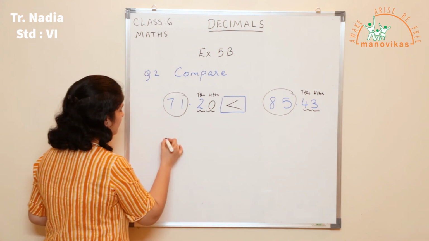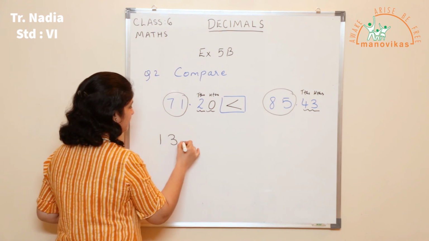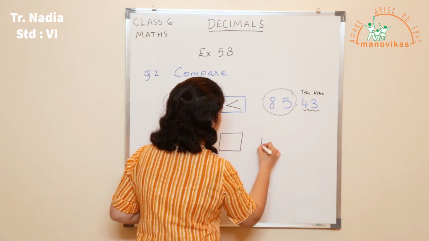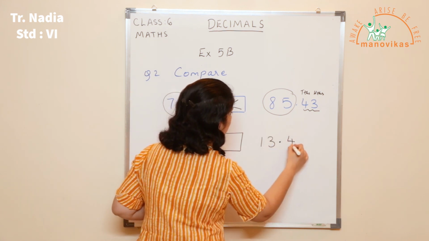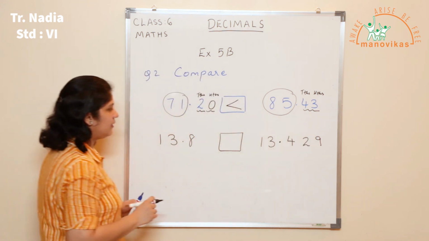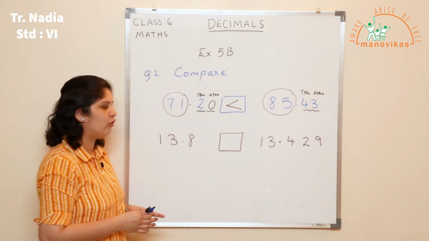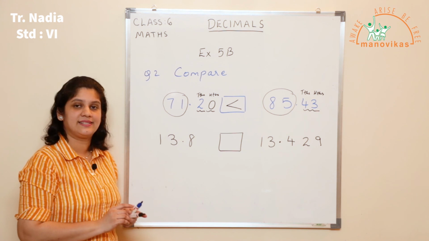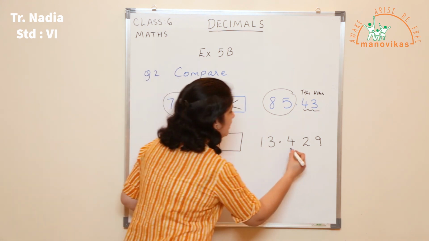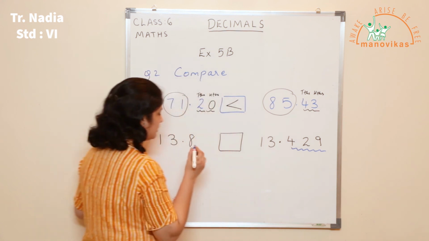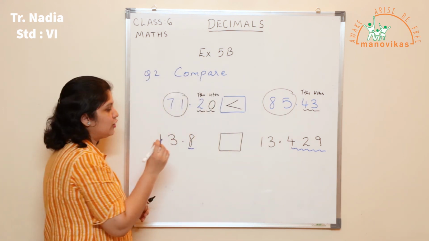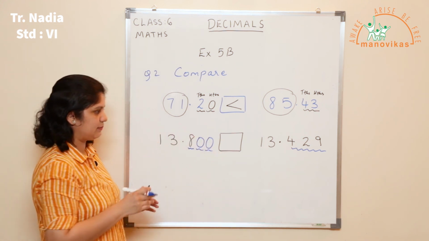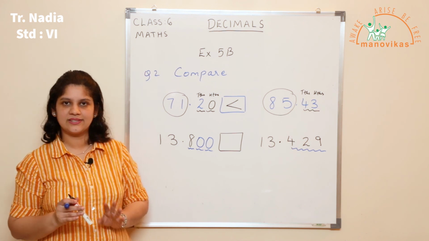Let us take an example where the whole number is same. I have 13.8 and 13.429. What did I say? What is the first step? Make the decimal places same. Make them like. Now here I have tenths, hundredths as well as thousandths. But here I have only tenths. So I will put a 0 in the hundredths place and I will put a 0 in the thousandths place.